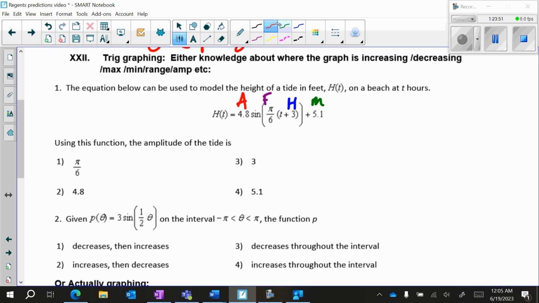So if they're asking for the amplitude, it's just the number in front, 4.8. If they're asking for the frequency, it would be the pi over 6. The horizontal shift is to the left 3, and then the midline is y equals 5.1.